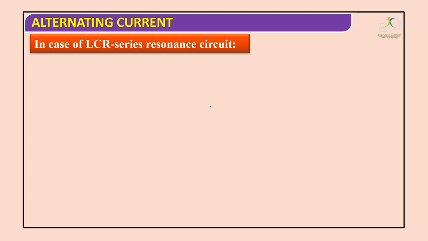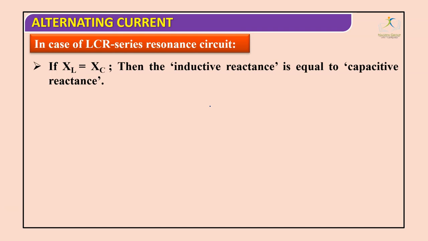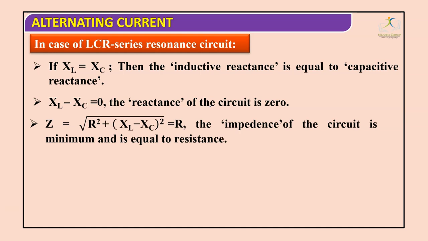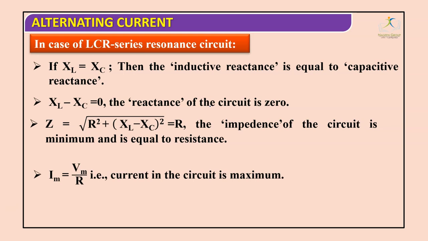In the case of an LCR resonance circuit, if XL is equal to XC, then the inductive reactance is equal to the capacitive reactance, or XL minus XC is equal to 0. The reactance of the circuit is 0. So Z is equal to, as we know from the earlier knowledge, under root R square plus XL minus XC whole square, which is equal to R. The impedance of the circuit is the minimum and is equal to the resistance, so Im is equal to Vm by R. That is, the current in the circuit is the maximum.